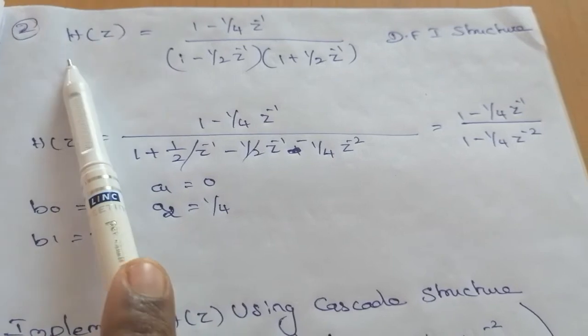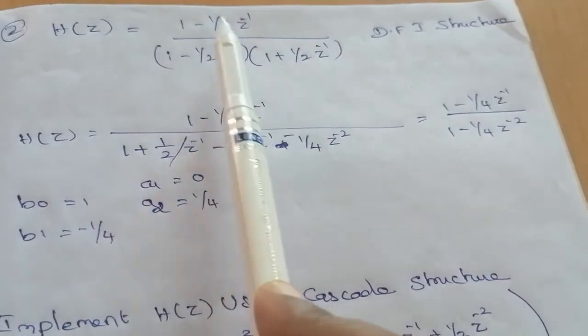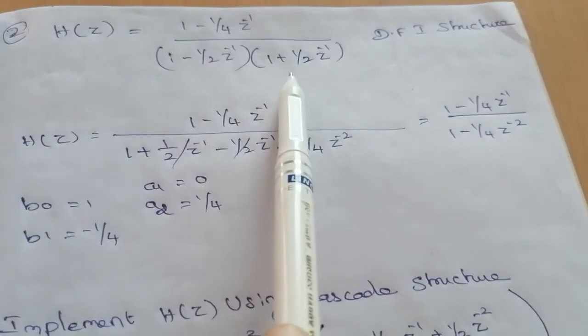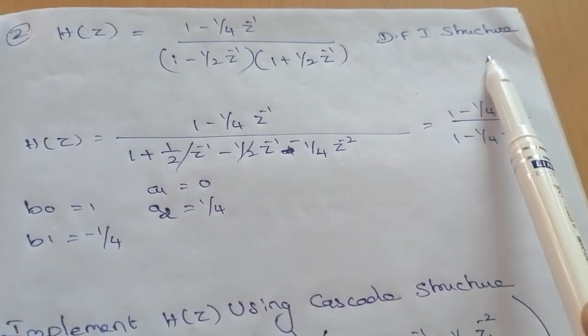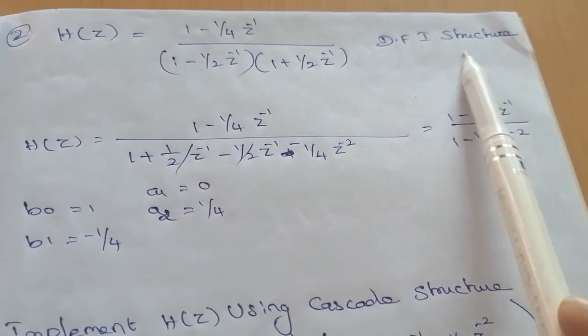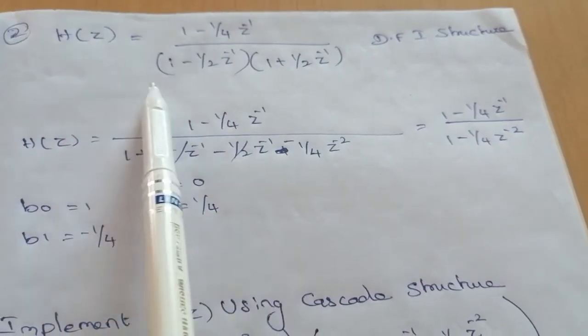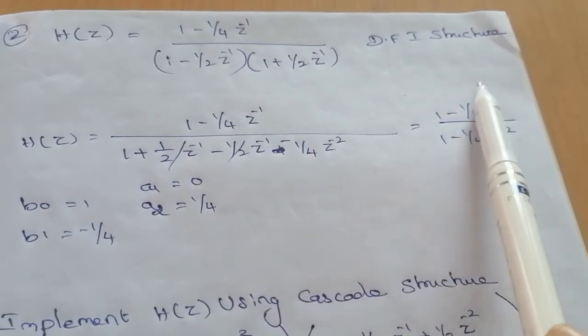So next problem: H of z equal to 1 minus 1 by 4 z inverse divided by 1 minus 1 by 2 z inverse into 1 plus 1 by 2 z inverse. Draw the direct form 1 structure. In direct form 1 structure, the general equation should be in terms of z power minus 1, minus 2, minus 3 like that, okay.